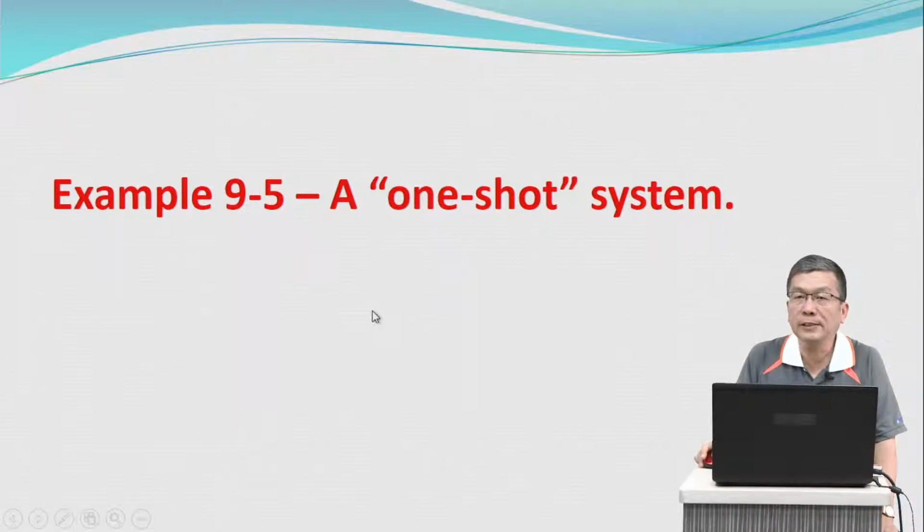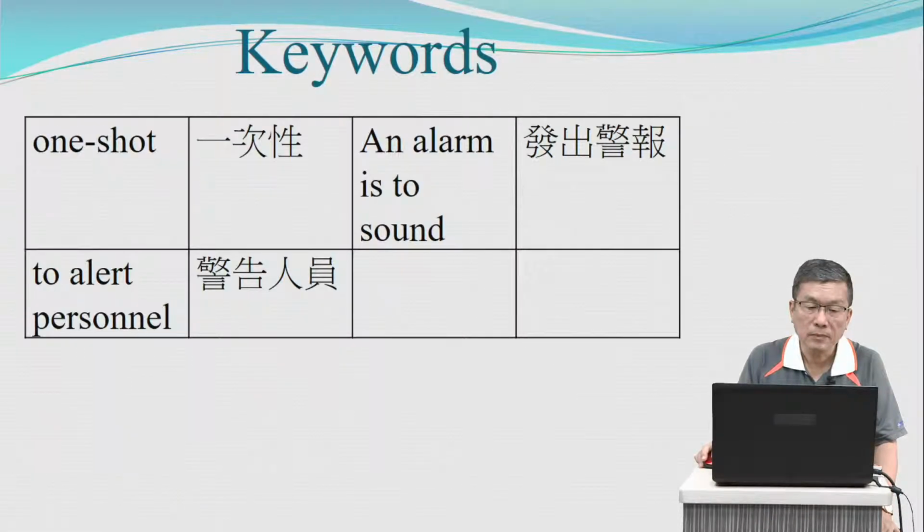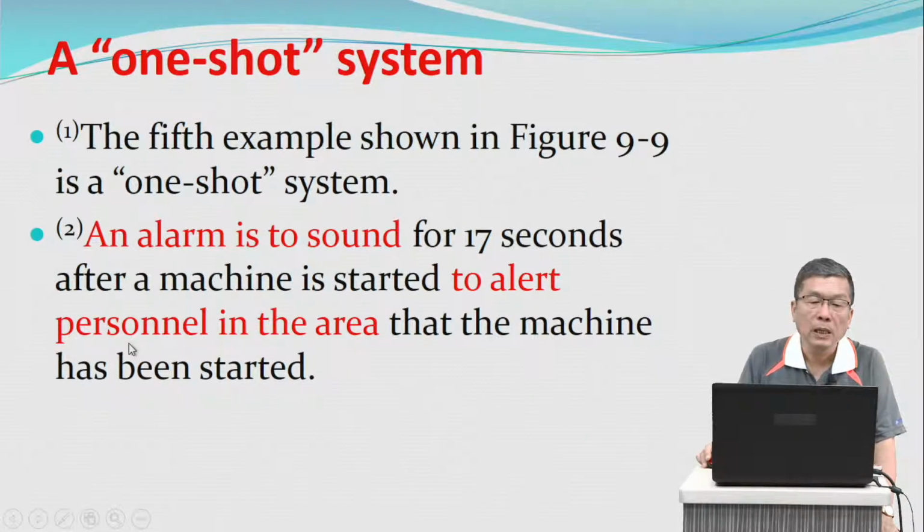A one-shot system example. The keyword: one shot. An alarm is to sound to alert personnel. The fifth example, shown in figure 9.9, is a one-shot system. An alarm is to sound for 17 seconds after the machine is started to alert personnel in the area that the machine has been started.